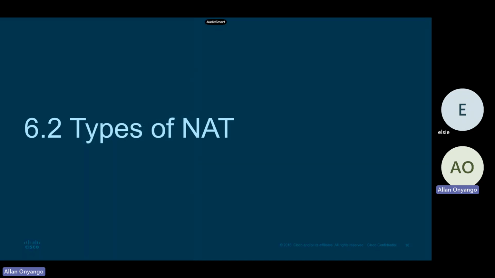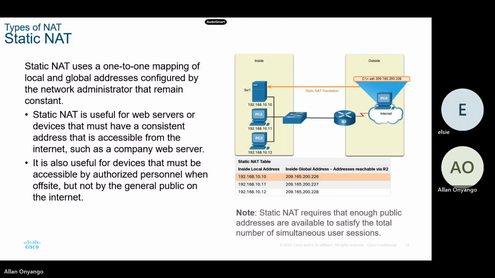So those are the 4 terminologies. Let's talk about the types of NAT. There are 3 types of NAT. The first one is called static NAT. Static NAT uses a one-to-one mapping of one private and one public address, or one local and one global. All right. So this one is configured by you, the network administrator. So you map one private address and one public address.